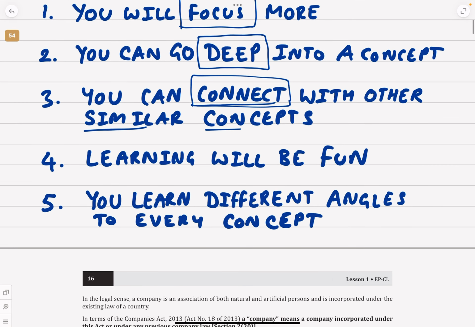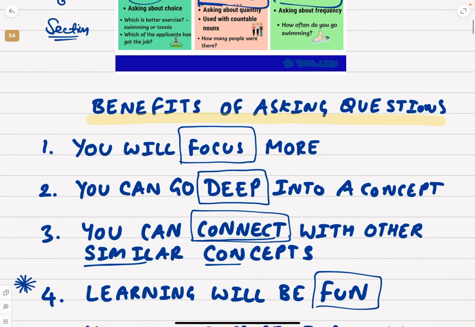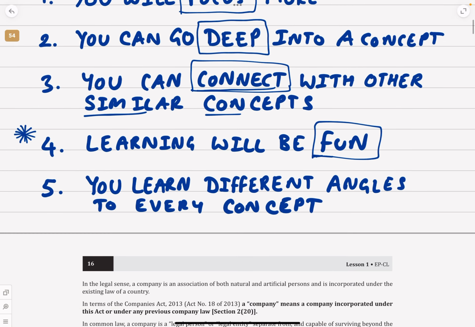Then most importantly, learning will be very fun. You will not feel sleepy when you study, because after every para you are asking these questions, and to find the answers you're going deeper, you're asking the teacher, you're watching the video classes, and you're going fully in depth of every single concept. And the fifth important benefit of this formula is you learn different angles to every concept. This is very, very important.